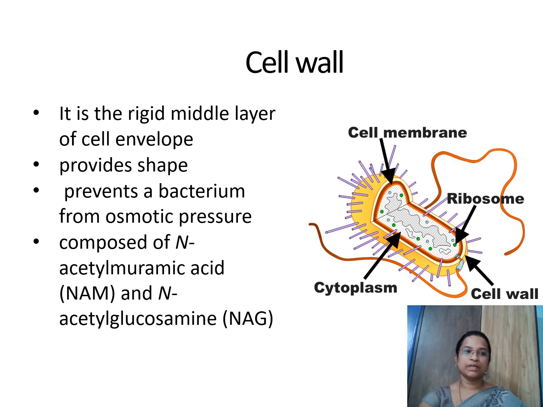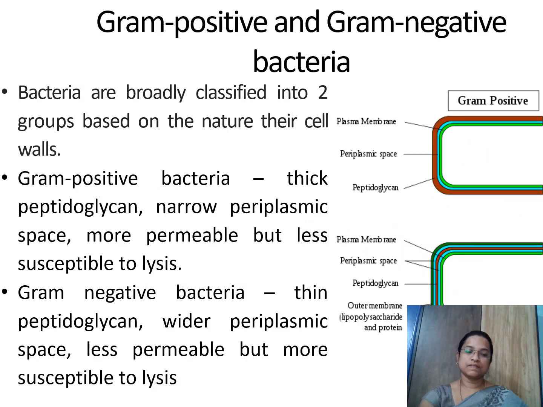The cell wall is the rigid middle layer of the cell envelope that provides shape to the cells, and it also prevents the bacterium from osmotic bursting in a hypotonic solution. The cell wall is usually composed of peptidoglycan, which is composed of N-acetyl muramic acid and N-acetyl glucosamine, in short NAM and NAG. These two components are linked covalently. Based on the nature of the cell wall, bacteria can be broadly classified into gram-positive and gram-negative bacteria.